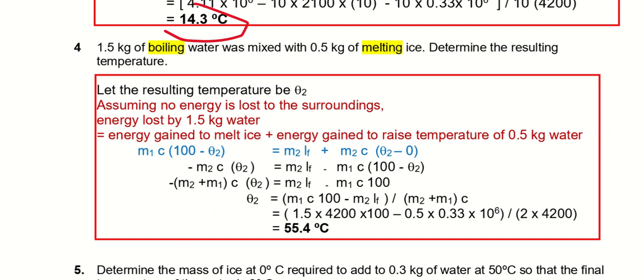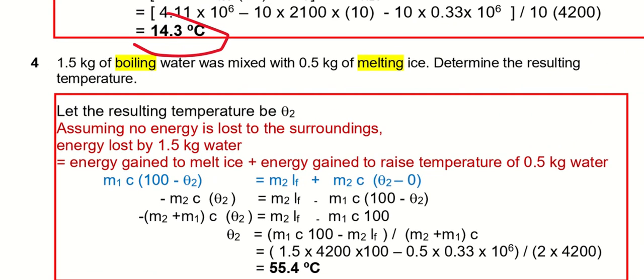Okay, question 4. 1.5 kg of boiling water. What does boiling water mean? 100 degrees Celsius. How do you know that the water is boiling? Yesterday we did the experiment, right? You see bubbles, you can assume that it is boiling water. So the water is already at 100 degrees. It was mixed with 0.5 kg of melting ice. So what does melting mean? The temperature must be at 0 degrees. Now determine the resulting temperature.